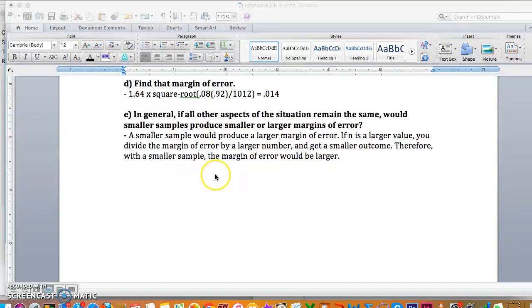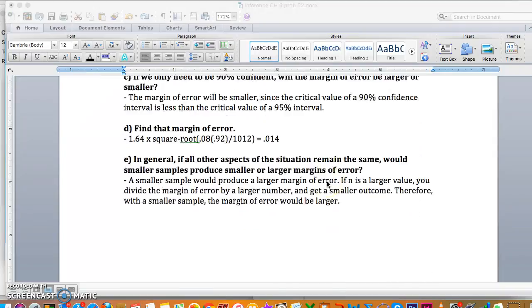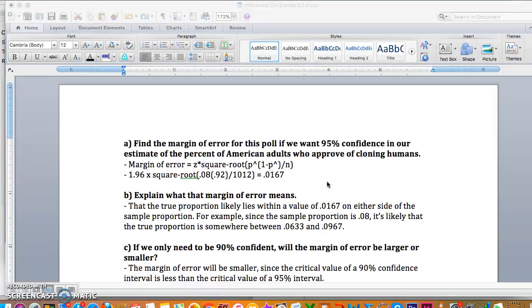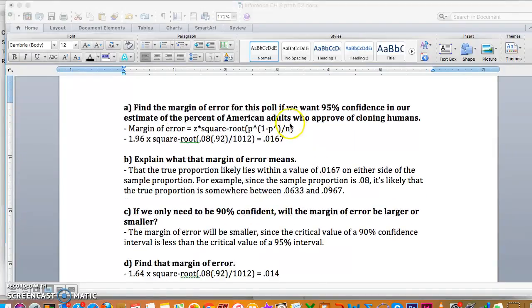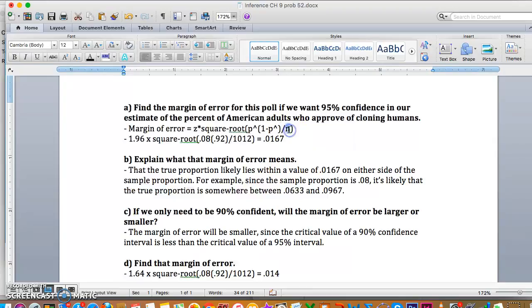Now, in general, if all other aspects of the situation remain the same, would smaller samples produce smaller or larger margins of error? Now, see, a smaller sample would actually produce a larger margin of error, because if n is a larger value, then you divide by a larger number, you'd end up getting a smaller outcome. Say, if you make this a bigger number, then the total is going to be smaller. This will remain constant. And the bigger the number this is, the smaller this total value will be.